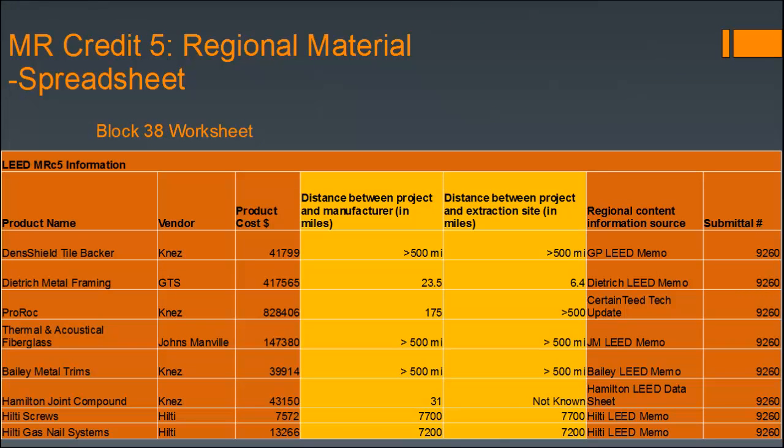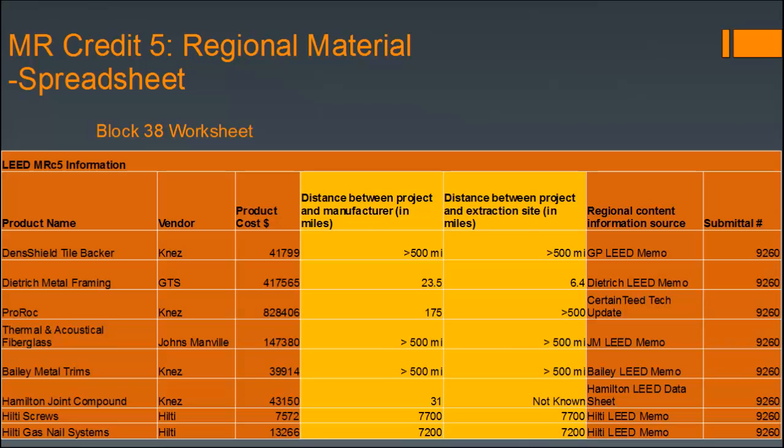Here's a spreadsheet keeping track of product name, vendor, product costs, the distance between the project and manufacturer, and the distance between project and extraction site. So only when a portion of the product complies with both of those are you able to count any of the product costs towards the total going to meet the goal of either 10 or 20% regional material.